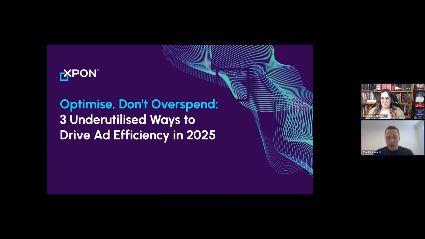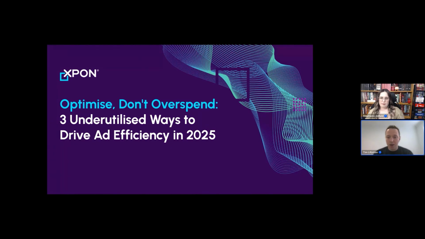So today we're talking about ad optimization, and three underutilized ways to drive ad efficiency in 2025 and beyond. For those who weren't part of our previous webinar about a month ago, we spoke about media mix modeling, multi-touch attribution, and incrementality, and how we at XPON see those three measurement strategies as the intersection of what we call a unified measurement playbook, and basically the way to measure performance now and going forward. We've covered measurement. Now we're looking at optimizing that performance.